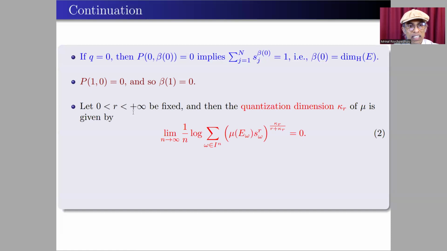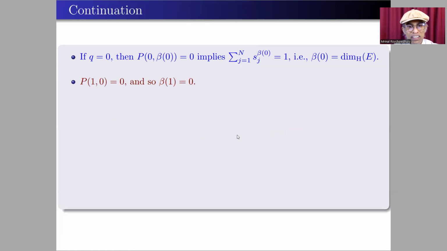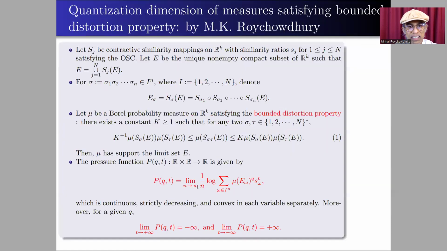Let 0 < r be a fixed positive real number. Then the quantization dimension kappa r of mu is given by this. It has been proved in that paper, or it can be proved. Now, let us compare this formula with this one.